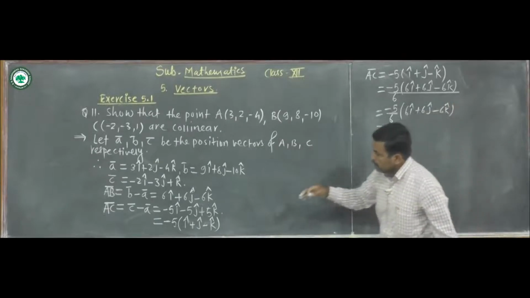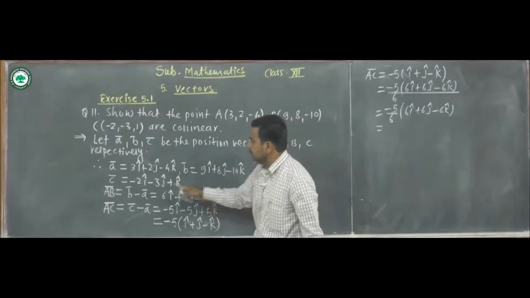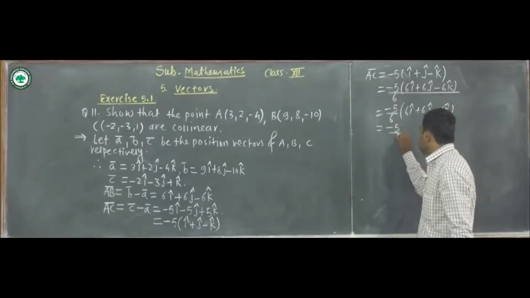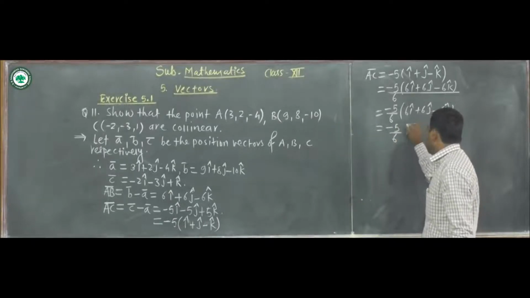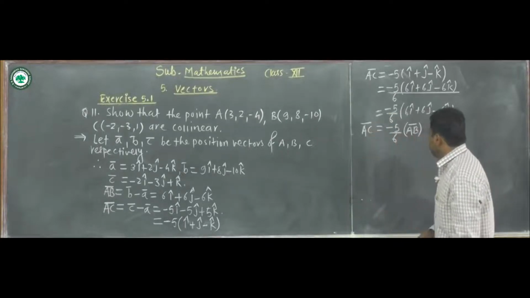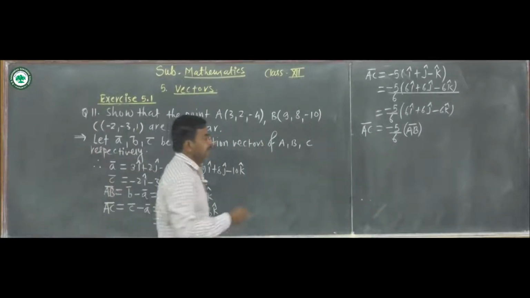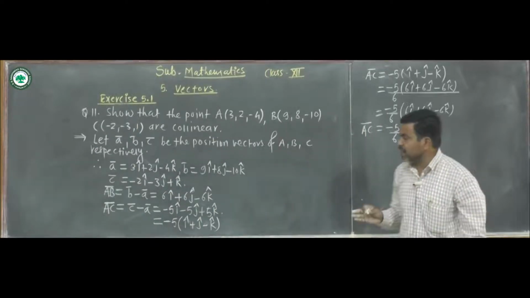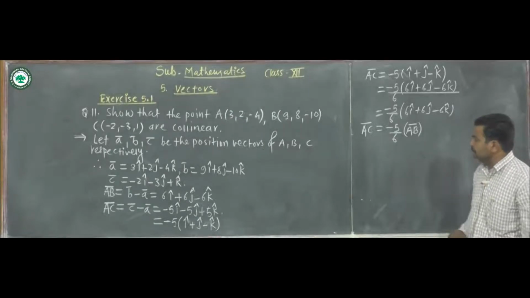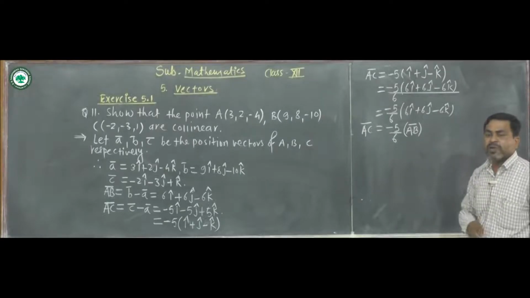But observe here, what is 6 i cap plus 6 j cap minus 6 k cap? It is AB bar. So it is minus 5 upon 6 into AB bar. And on the left hand side we have AC bar. So AC bar is equal to minus 5 upon 6 into AB bar. Now here AC bar is a scalar multiple of AB bar. So therefore AC bar and AB bar are collinear vectors.